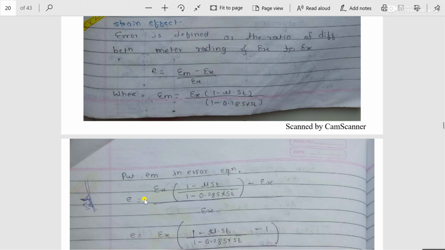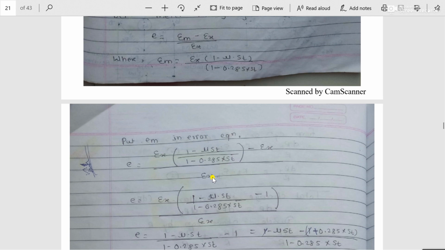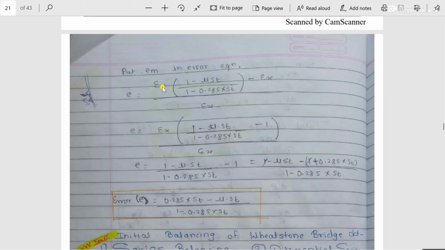so I will get the equation, that is E is equal to epsilon x (1 minus mu into St) divided by (1 minus 0.285 into St), minus epsilon x. At the denominator also epsilon x is present, I have written as it is. Now if you go through the numerator, here epsilon x is present, here epsilon x is present. If I take epsilon x outside the bracket, the error equation becomes E is equal to epsilon x outside the bracket, in bracket (1 minus mu into St) divided by (1 minus 0.285 into St) minus 1, because epsilon x I have taken outside the bracket.